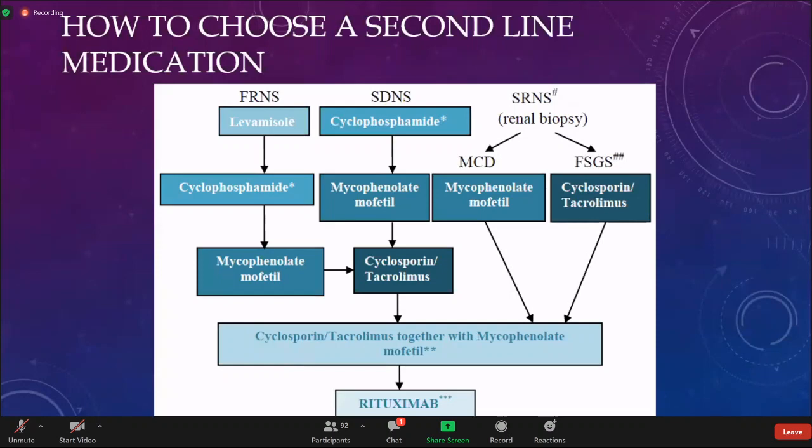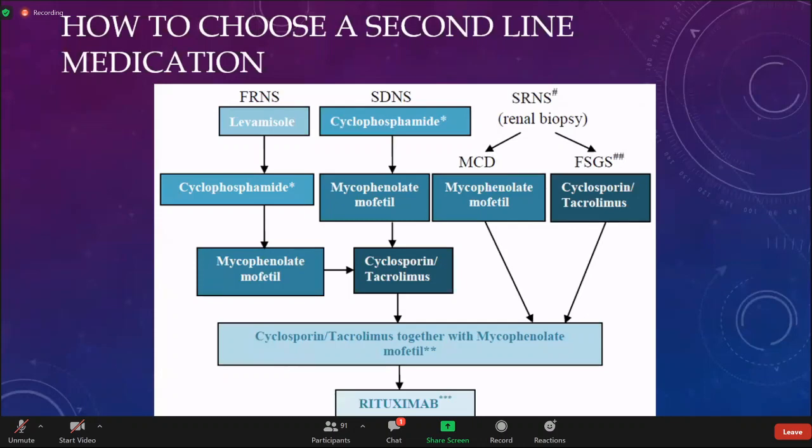Now, for frequent relapse nephrotic syndrome, initially we usually start with levamisole, and then according to this chart, we go on to oral cyclophosphamide and MMF. You can try those. For steroid-dependent nephrotic syndrome, cyclophosphamide is a better drug if it's tolerated to start, and then you can think of mycophenolate mofetil, and even cyclosporine at the last.